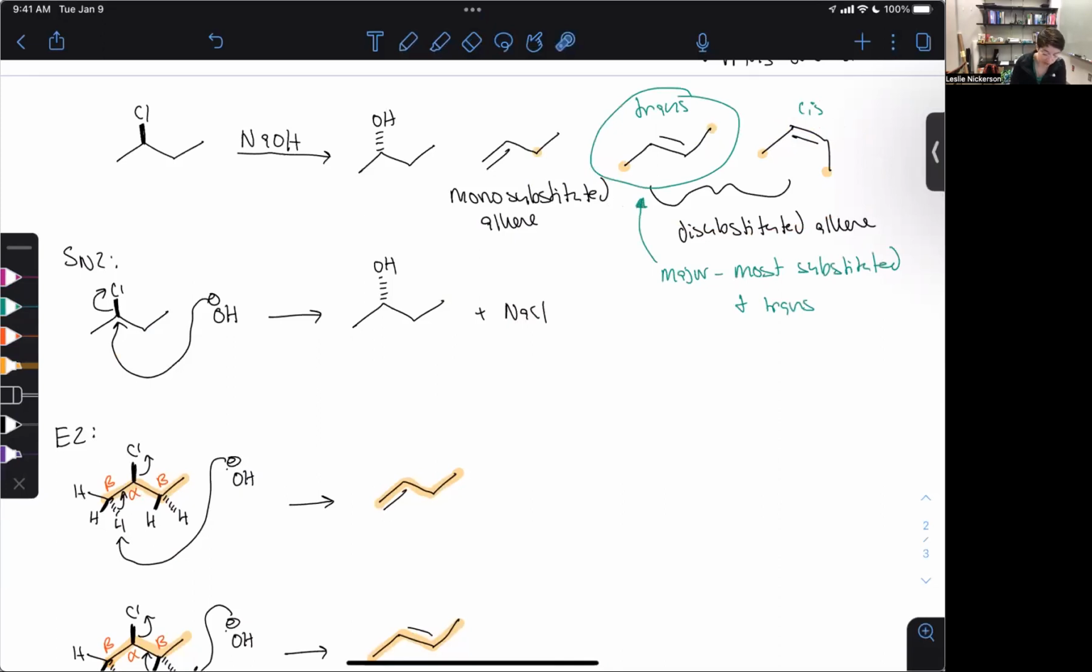So because we've got a secondary alkyl halide, that's going to make E2 our major product. And then this alkene is our major product because it is trans and it is di-substituted. Okay, so it has the most amount of substitution and the stablest conformation.